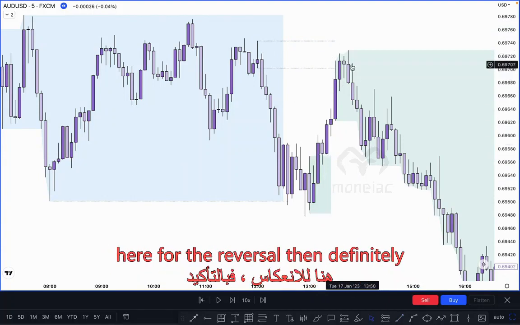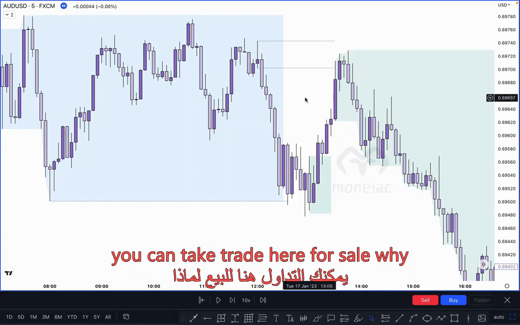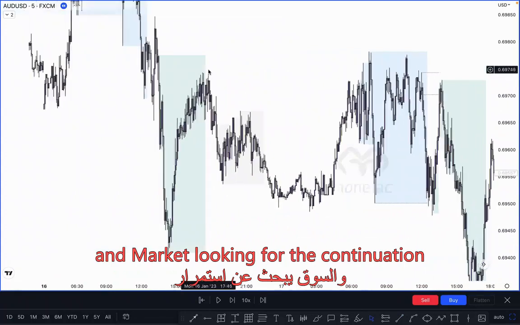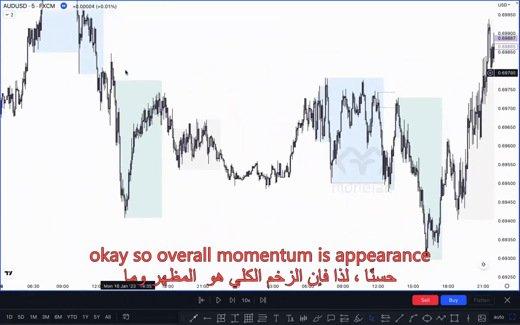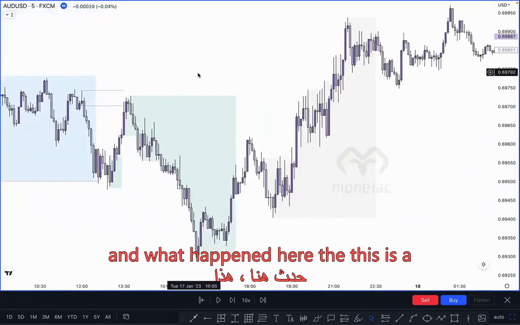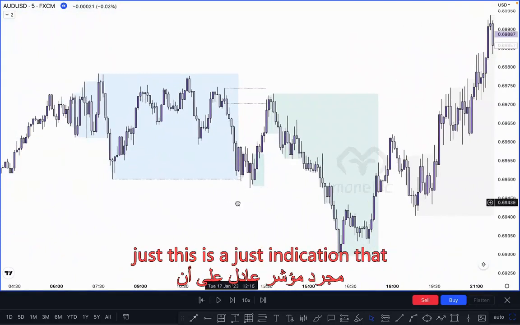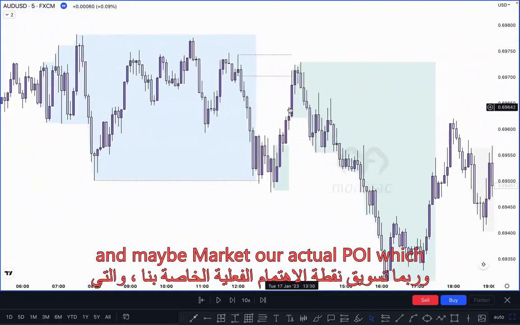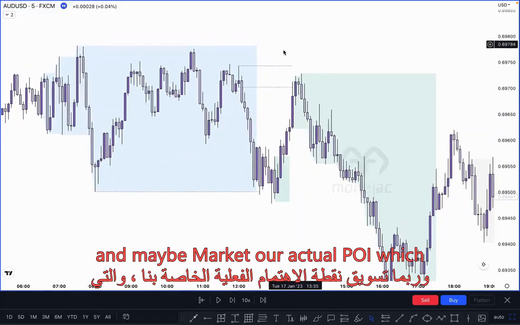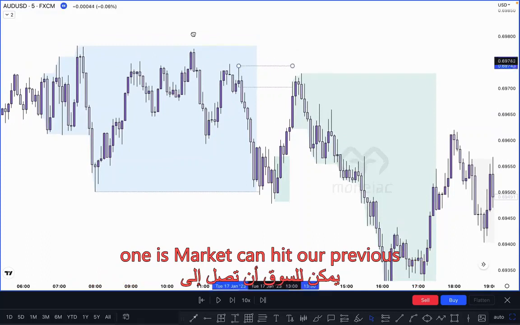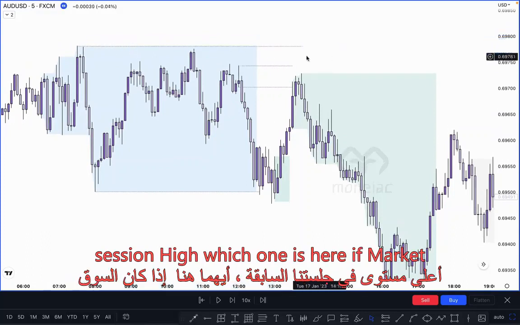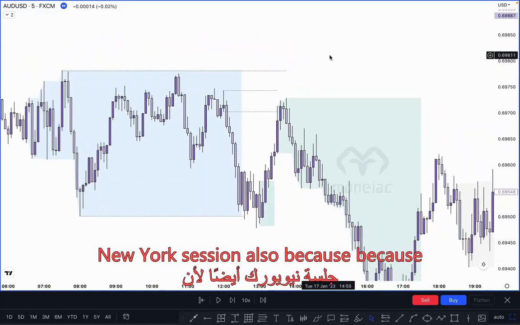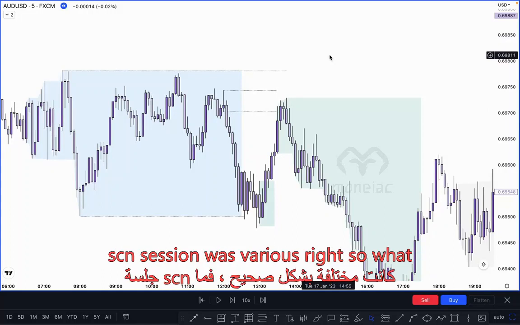If anything creates a reversal here, then definitely you can take a trade here for sell. Why? Because the overall momentum is bearish and the market is looking for continuation in the downside move, as you can see here. What happened here? This is just an indication that the market is looking for a reversal move to the upside for the short term, and maybe the market can hit our previous session high, which is here. If the market closes over it, this can be a continuation in the London session and possibly in the New York session also, because the Asian session was bearish, right?